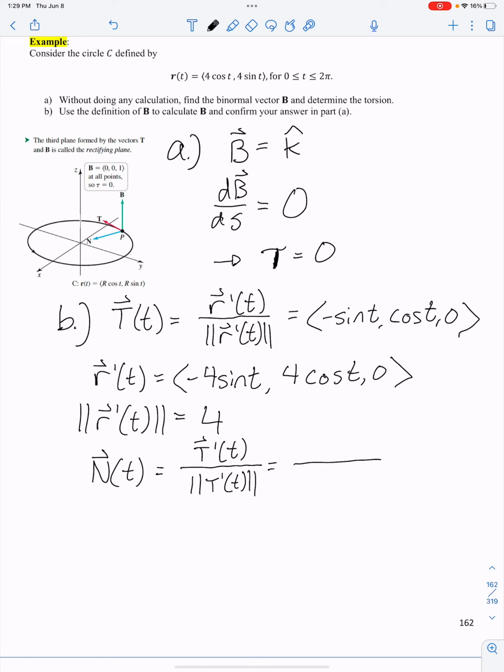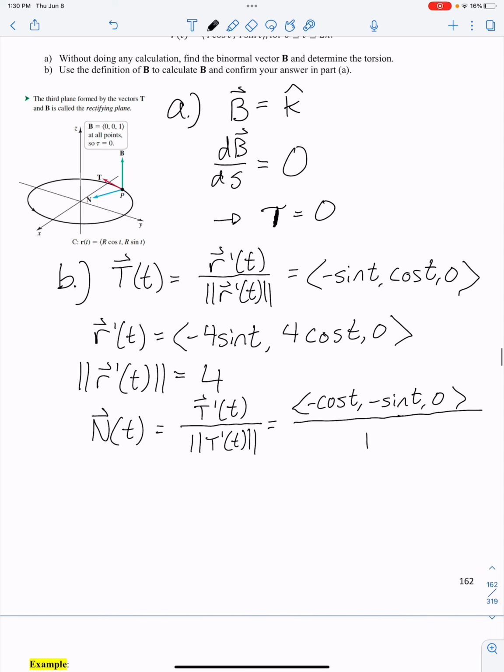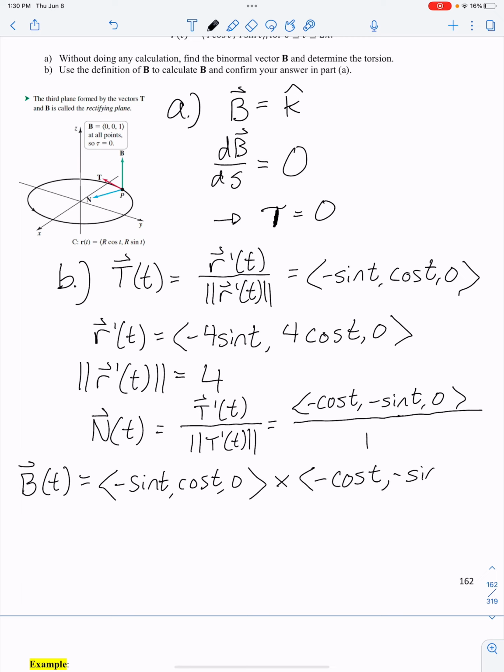All right, T prime of t is negative cosine t, negative sine t, 0. And that's going to be divided by its magnitude, which I have just there, and it's a 1. All right, so there's my normal. To find my binormal vector, I'm just going to cross those two vectors. So negative sine t, cosine t, 0, and I'm going to cross that with negative cosine t, negative sine t, 0.